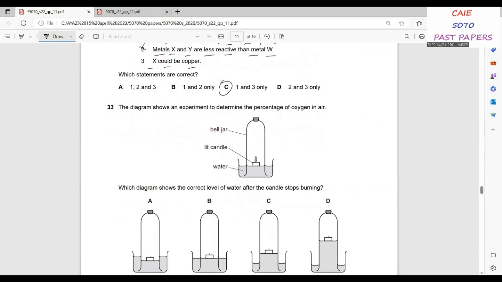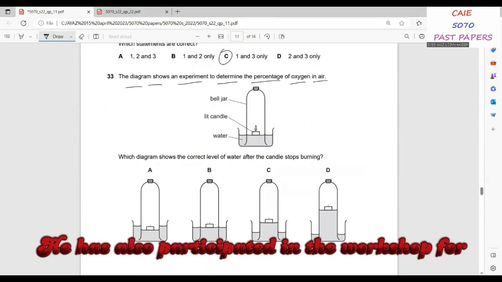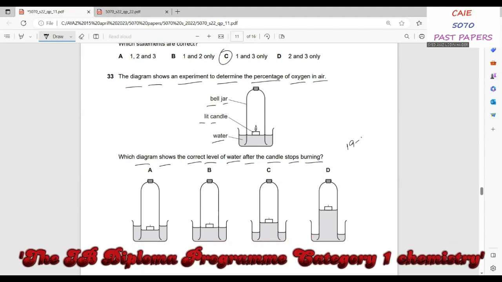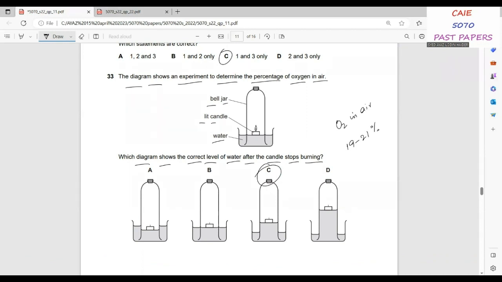33. The diagram shows an experiment to determine the percentage of oxygen in air. We have a bell jar, lit candle, and water. Which diagram shows the correct level of water after the candle stops burning? You know the percentage of oxygen in air is 19 to 21%. So the level of the water will increase by 19 to 21%, which means that C will be the right answer for this question.